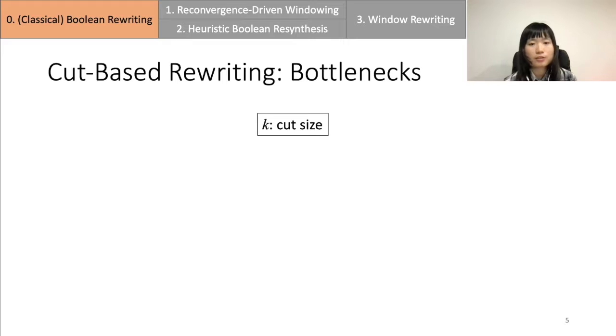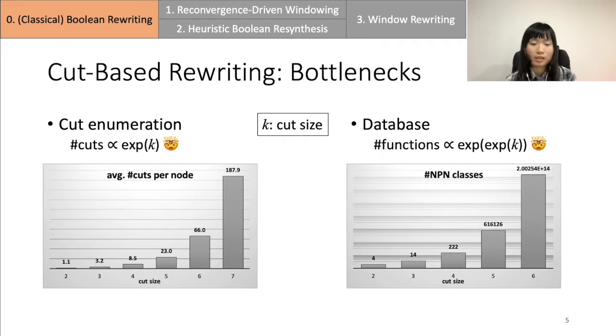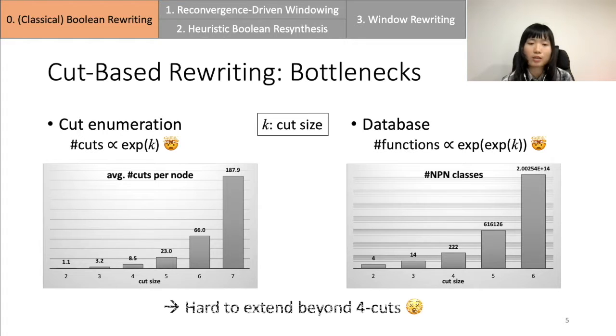The 2 bottlenecks of cut-based rewriting relating to the cut size k are, first, the number of k-feasible cuts per pivot node grows exponentially with the value of k. And second, the number of all k-input functions is also exponential in k, such that the construction and storage of the database become difficult for k larger than 4. Although there have been some attempts to bypass these limitations, in practice, it is still hard to improve the quality of rewriting without suffering from a higher runtime.